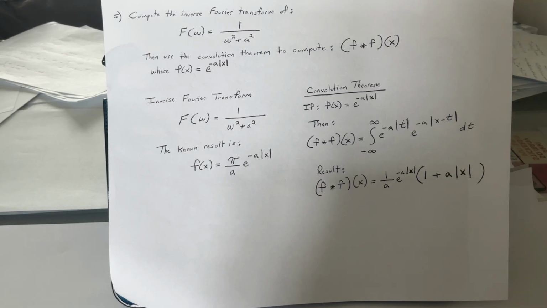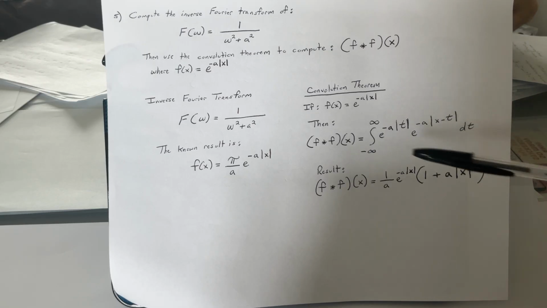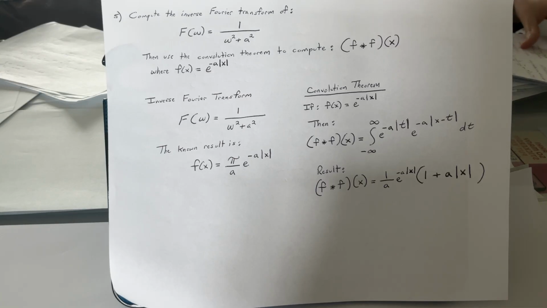And there's your result in the end, f asterisk f of x in this situation equals 1 over a times e to the negative a absolute value of x times the quantity 1 plus a absolute value of x. So that is our result. After we do all of this, I left out the integration, left that up to you, and see how we arrive at that. Okay, so moving along, that's number 5.